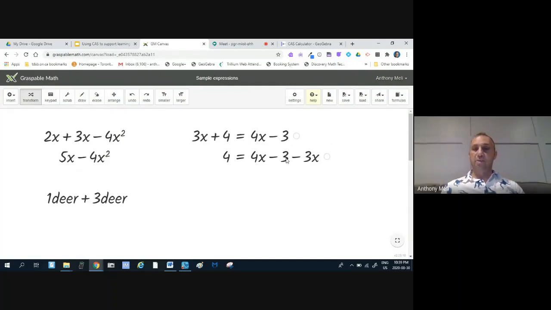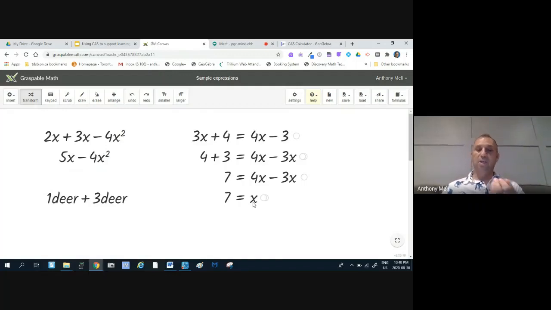And I want to take this 3 and I want to drag it over to the left side. Now my like terms are together, my constants are here, and my variable terms are there. And now I've got my solution. X is 7. But I had to tell the computer what to do. I gestured and it did what I asked when I asked it.